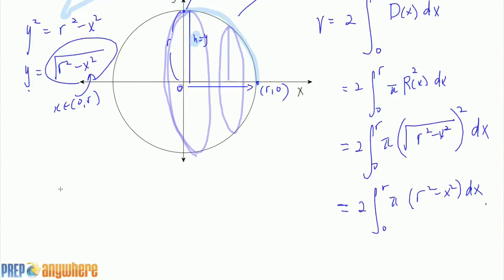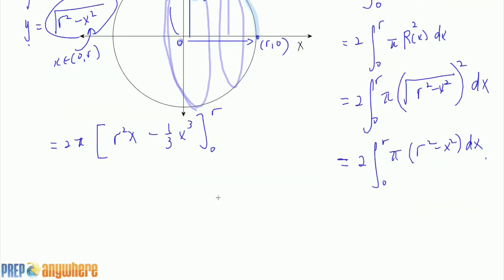Okay? So now that's very easy to integrate. It's 2 pi. I'm going to pull the pi out to the front. r is a constant, it's the fixed radius. So it's going to be r squared x minus 1 over 3 x cubed. And you need to plug in 0 and r in here by FTC2, Fundamental Theorem of Calculus 2.